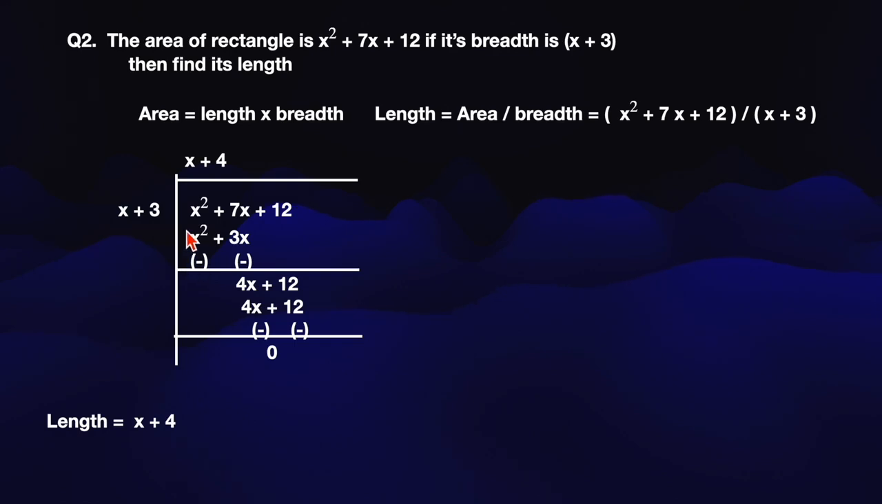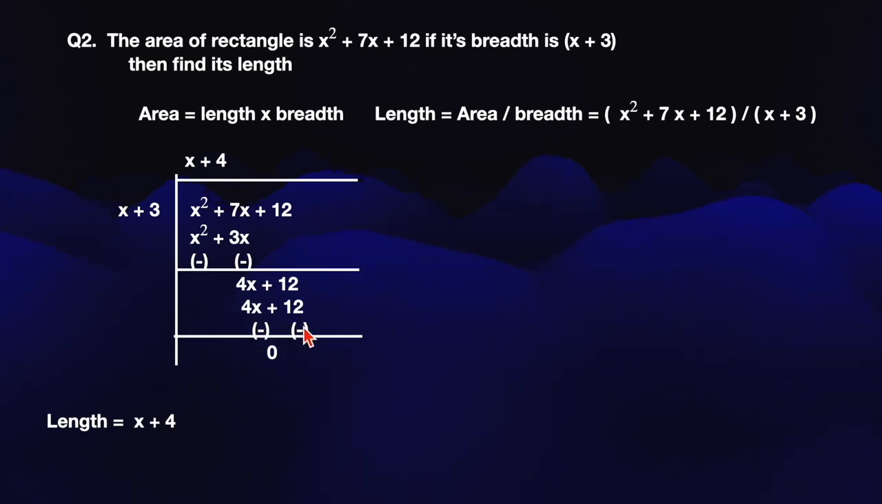Then change the sign. Plus becomes negative. Plus becomes negative. X square minus x square is 0. 7x minus 3x is 4x. Bring down the next term. 4x divided by x is 4. So plus 4. So 4 into x plus 3 is 4x plus 12.